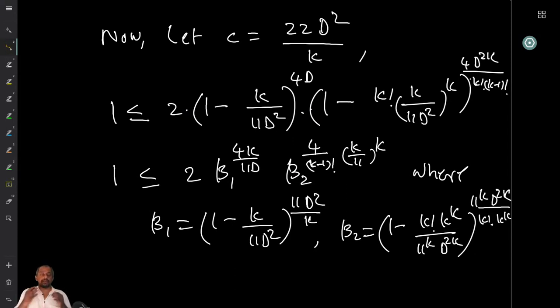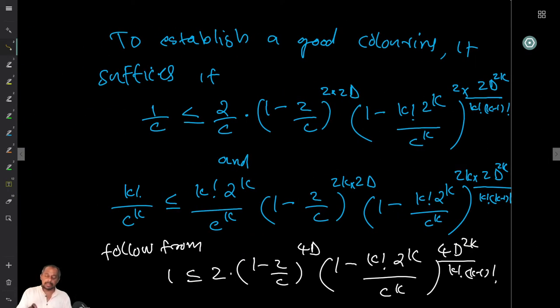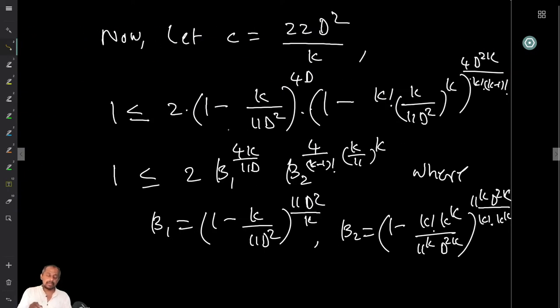So I am going to try out numbers to see which works. Finally, I found that c equal to, let's say, 22 delta square by k works in this case. We can do some refinement to make it smaller, but let us keep it easy. So let us say c is equal to 22 delta square by k. Then, after substituting for c in the same inequality, I will get something like this: 1 less than or equal to 2 into 1 minus k by 11 delta square whole raised to 4 delta, etc. Okay.